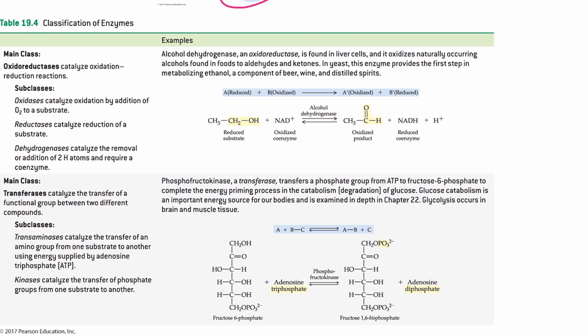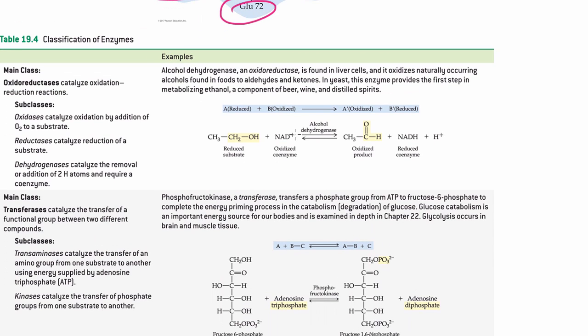Here we're going to classify the enzyme. There are 6 classes of enzymes. And I want you to look over this table 19.4 in the book. I will have questions about these classes of enzymes.